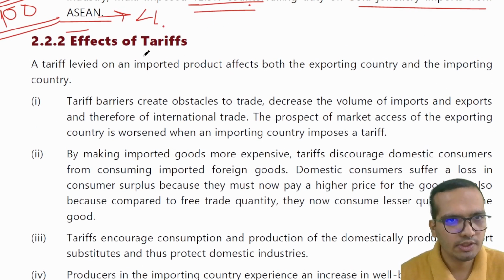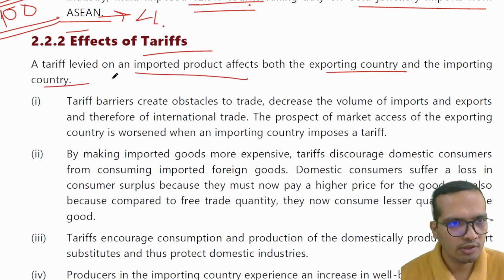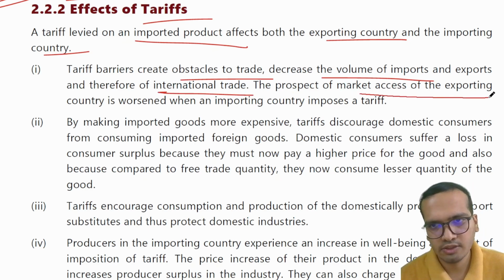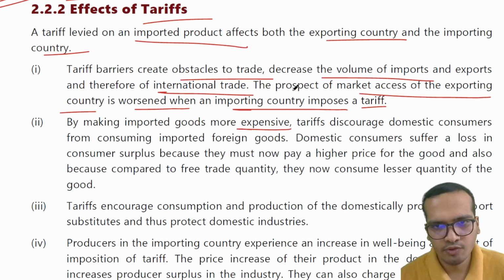Then comes effects on tariffs. A tariff levied on a imported product affects both the exporting country and the importing country. Tariff barriers creates obstacle to trade, decreases the volume of imports and exports and therefore of international trade. The prospect of market access of the exporting country is worsened when an importing country imposes a tariff. By making imported goods more expensive, tariff discourage domestic consumers from consuming imported foreign goods.